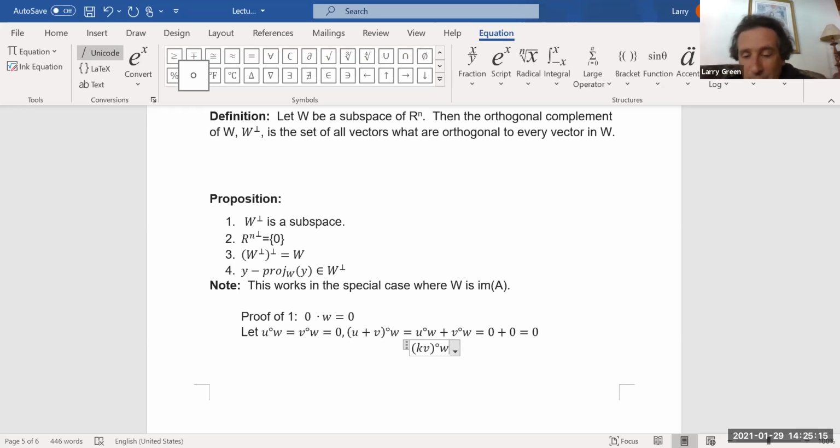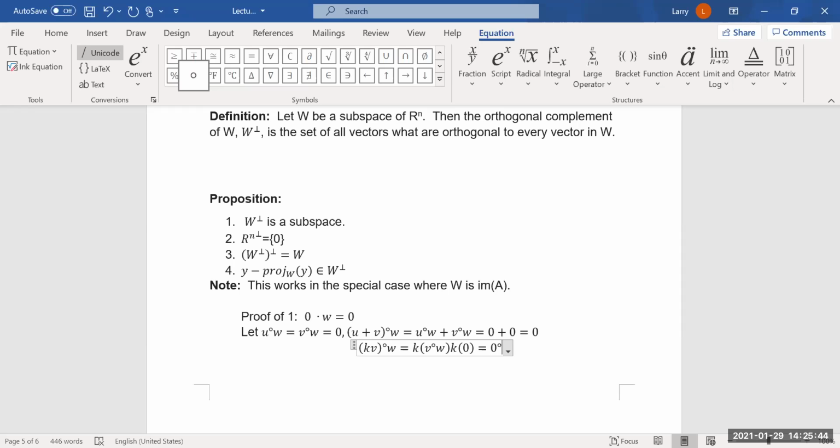Okay, but we had a vector property on this. What can we do? Now we can move the parentheses because you're allowed to. K times V dot W. But V dot W is 0, so that's K times 0, and that's equal to 0. Any questions on that?